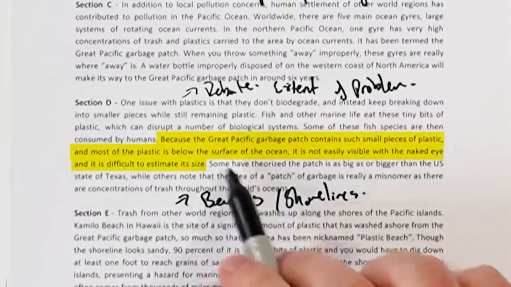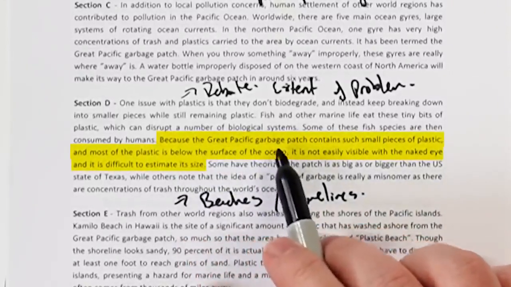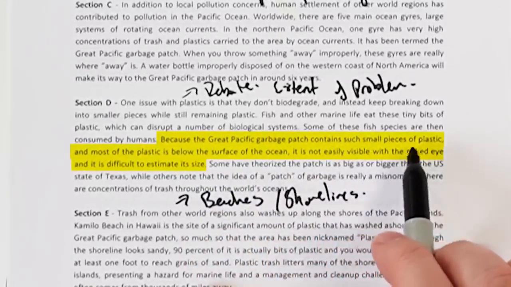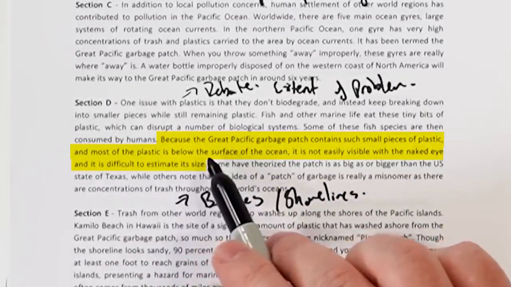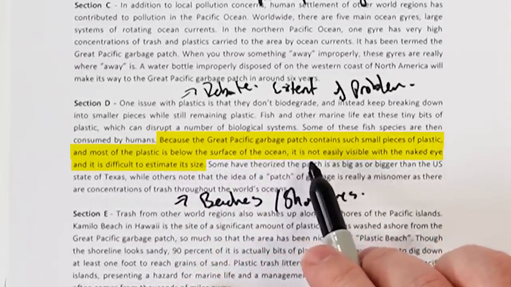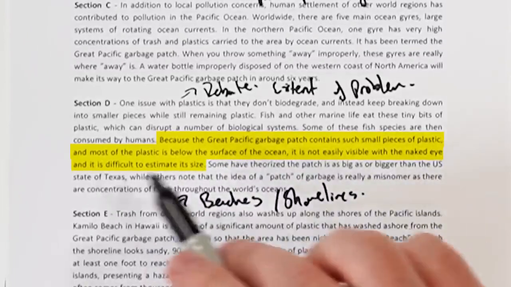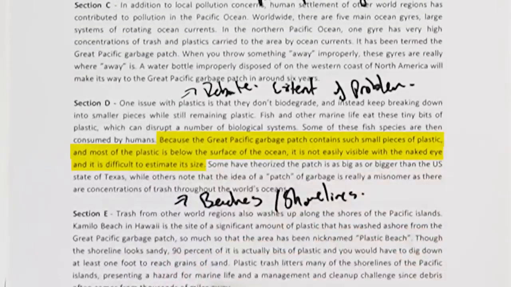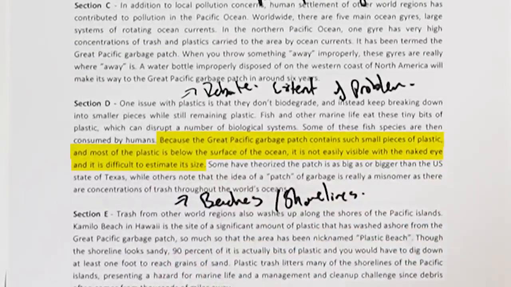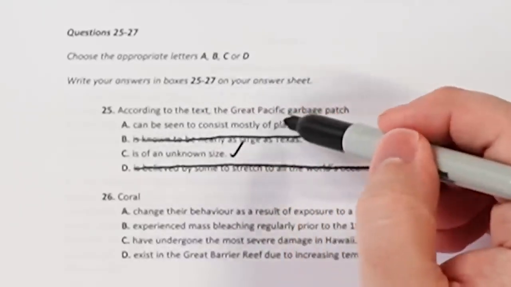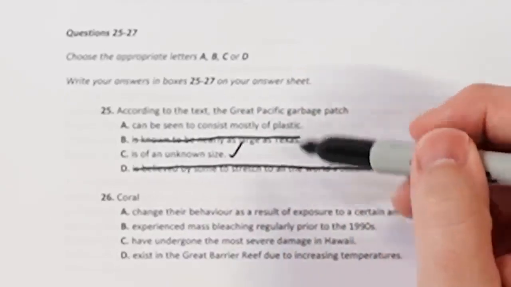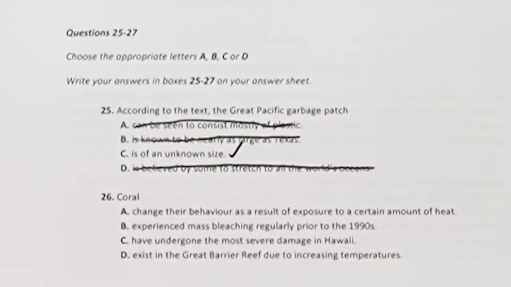So if we go back and we read around this area, because the Great Garbage Patch contains such small pieces of plastic, and most of the plastic is below the surface of the ocean, it is not easily visible with the naked eye, and it is difficult to estimate its size. So we can't see it properly. So it's probably of unknown size. Can be seen to consist mostly of plastic. Doesn't really talk about that, so we can say that it is C. And then we repeat that process.